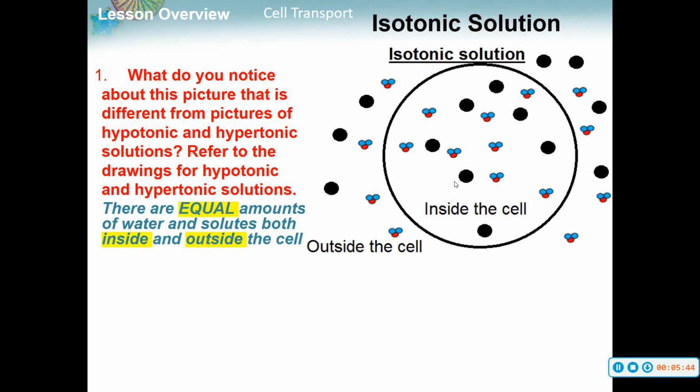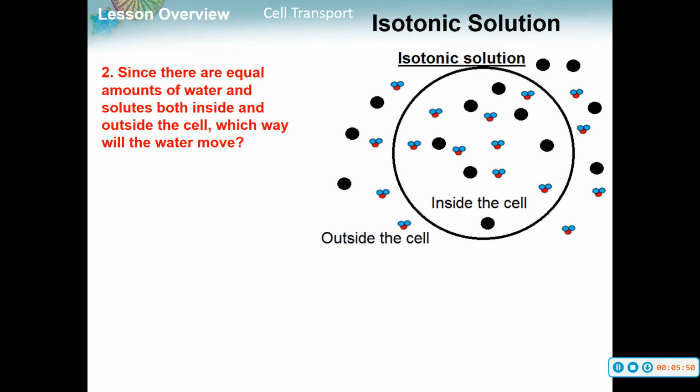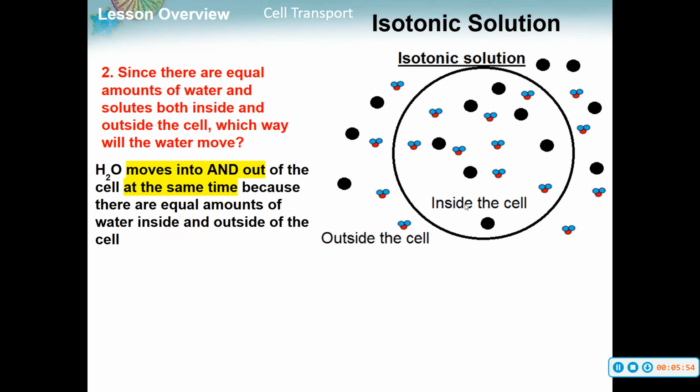So with the equal amounts of water and solutes inside and outside, what's going to happen to the water moving? Well, since there's even amounts of water in and out of the cell, water is going to move in and out at the same time. So it's not going to shrink and shrivel up, or it's not going to go ahead and burst, because water will move at the same time into and out of the cell.